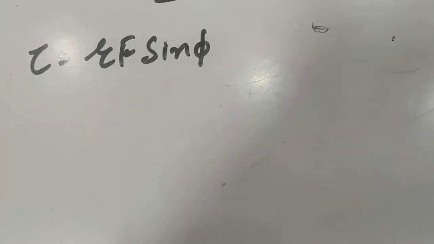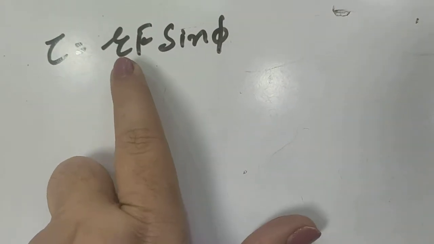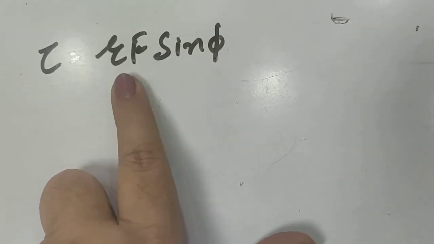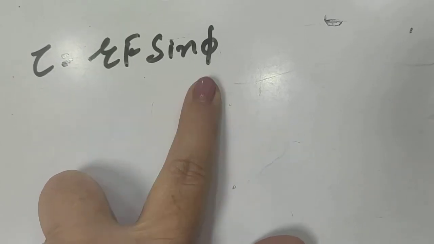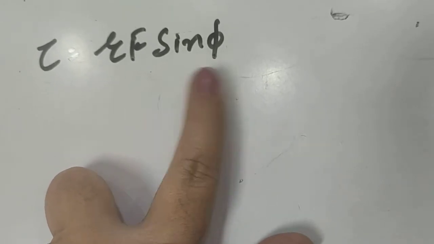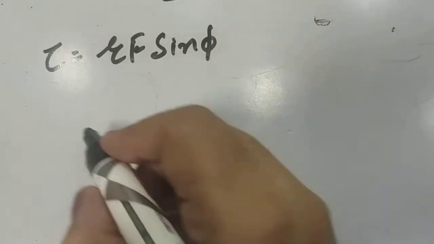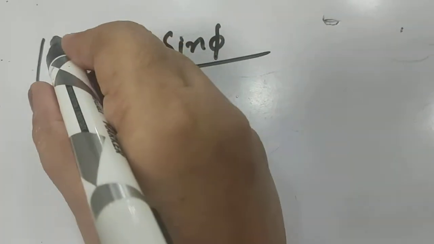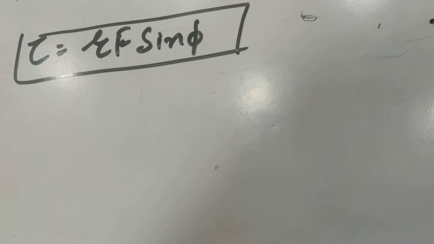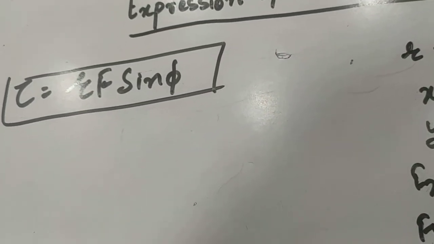From here we came to know that torque is a function of the distance from the origin to the line of action of force. It depends upon the magnitude of force and the angle at which it is applied. This is the required expression, that is, torque in terms of polar coordinates. From here we can also get the physical significance of torque.